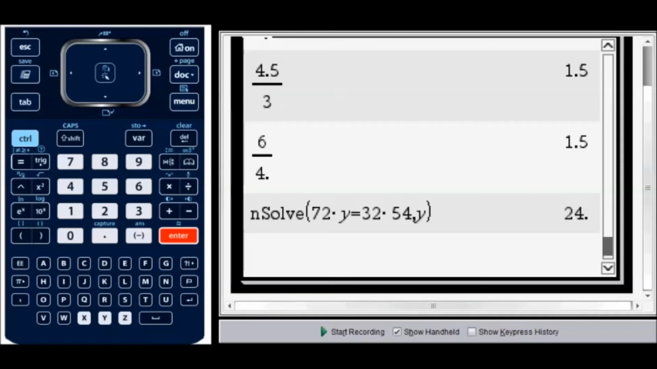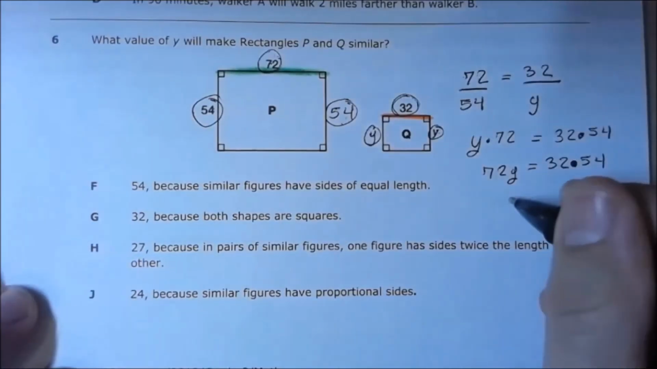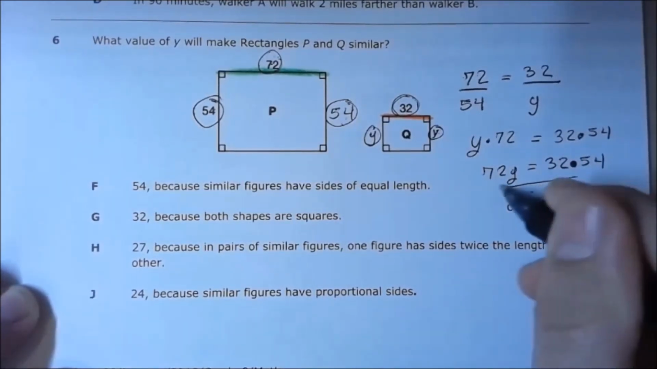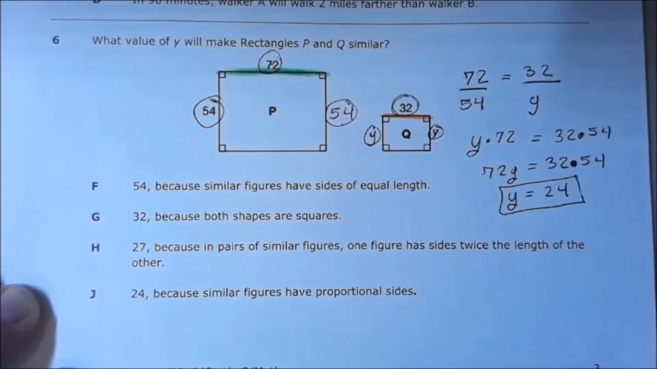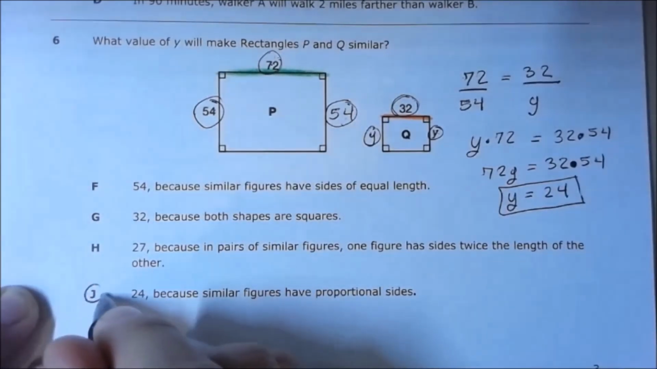So let's go back and check our answers. What we have here is y is equal to 24. I'm just going to look through my answers, and if you notice, J is the correct answer.